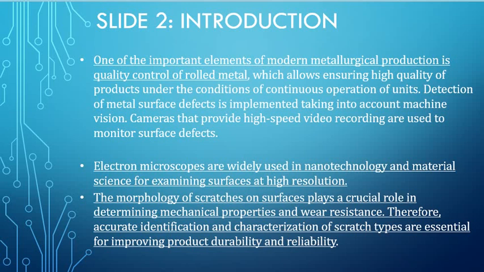One of the important elements of modern metallurgical production is quality control of wrought metal. Electron microscopes are widely used in nanotechnology and material science for examining surfaces at high resolution. The morphology of scratches on surfaces plays a crucial role in determining mechanical properties and wear resistance. Therefore, accurate identification and characterization of scratch types are essential for improving product durability and reliability.